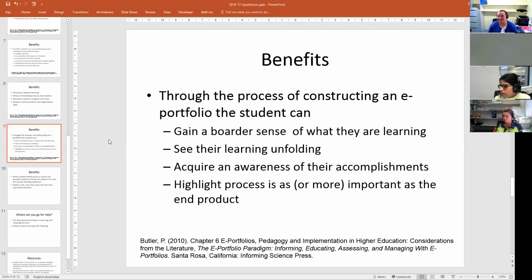And it highlights that the process is as or more important than the end product. So a lot of times we concentrate on the product, but if we're getting our students to develop their graduate attribute skills, so communication, literacy, problem solving, all those sorts of things, they're all part of the process. So highlighting the process is as important as the end product of the report which they just completed or submitted.